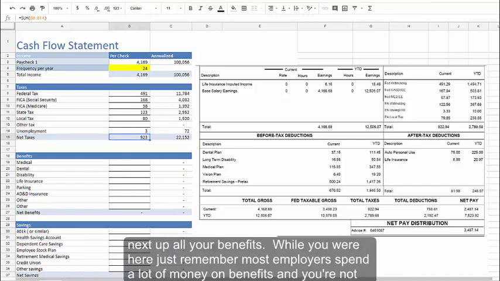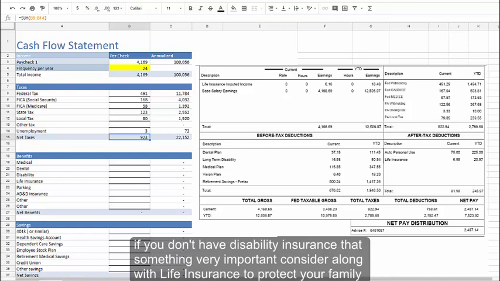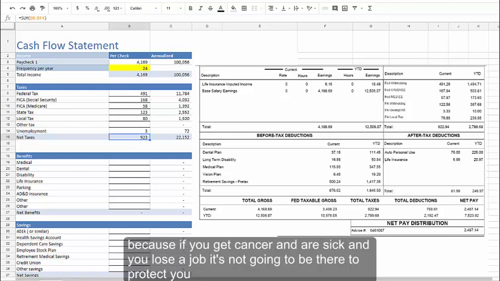Next up, all your benefits. While you are here, just remember, most employers spend a lot of money on benefits, and you're not seeing the true cost of health care. It's also important to know these numbers should you want to compare jobs. If you don't have disability insurance, that's something very important to consider, along with life insurance to protect your family. It's usually better not to have your life insurance tied to your employment, because if you get cancer and are sick and you lose your job, it's not going to be there to protect you.